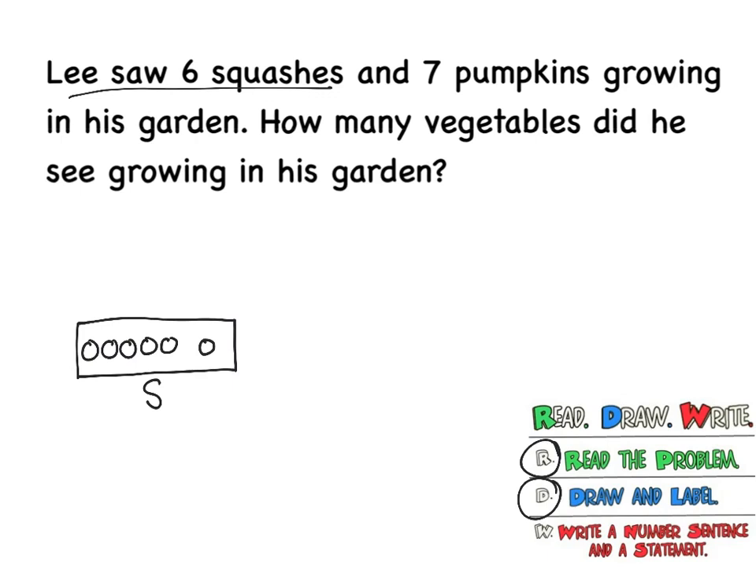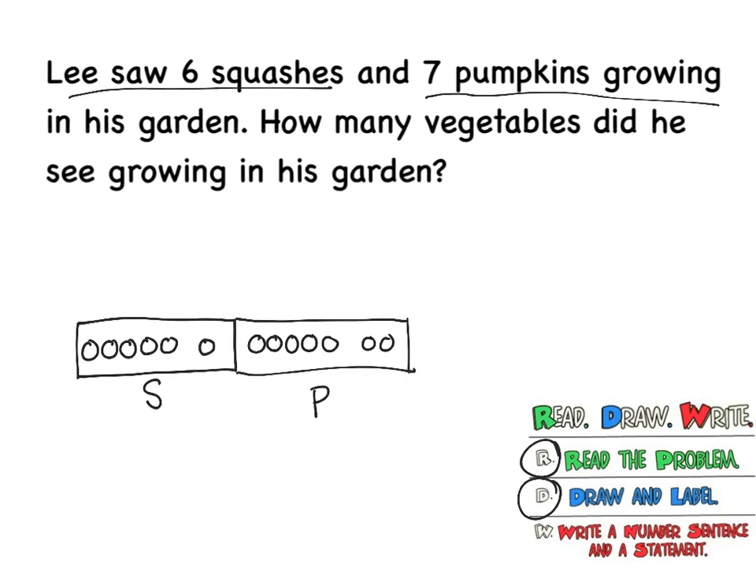Now it's time to read the other little chunk. He saw 7 pumpkins growing. Right next to that, I am going to draw 7 circles for the 7 pumpkins. And I'm going to label it with, you guessed it, P for pumpkins. All right, now remember, I'm looking for that whole.